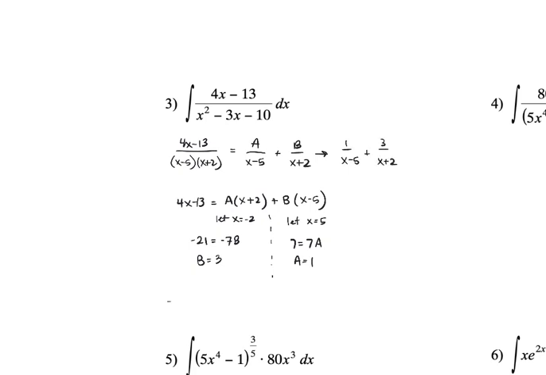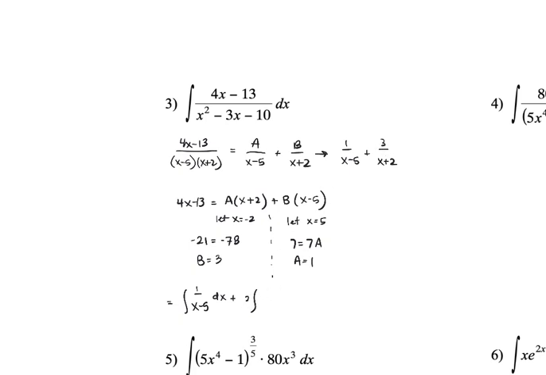So that's going to turn into two separate integration problems, the integral of this plus the integral of that. So we're going to have the integral of 1 over x minus 5 dx plus the integral. Now I'm going to move the 3 in front of this integral sign so that I can have a 1 as the numerator.